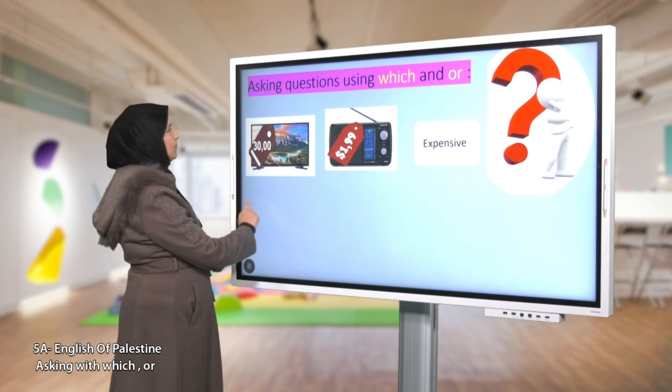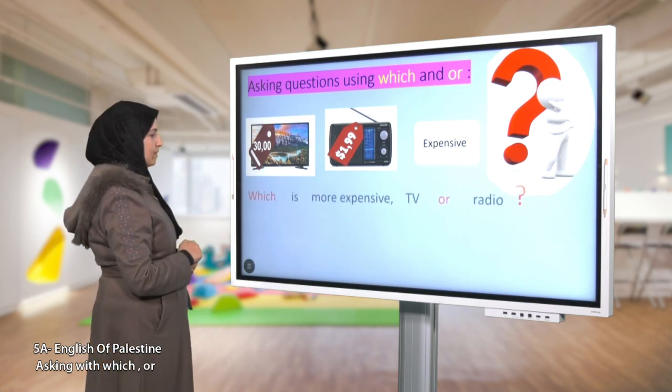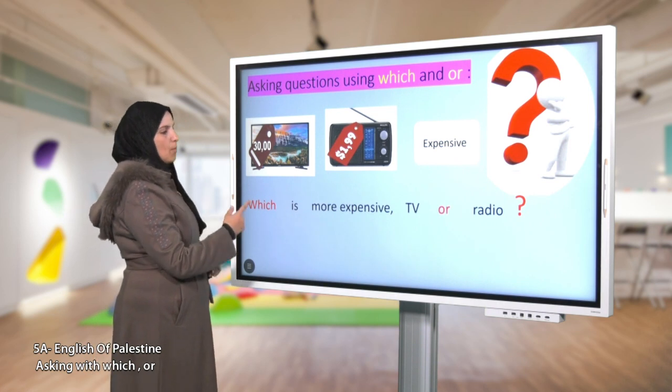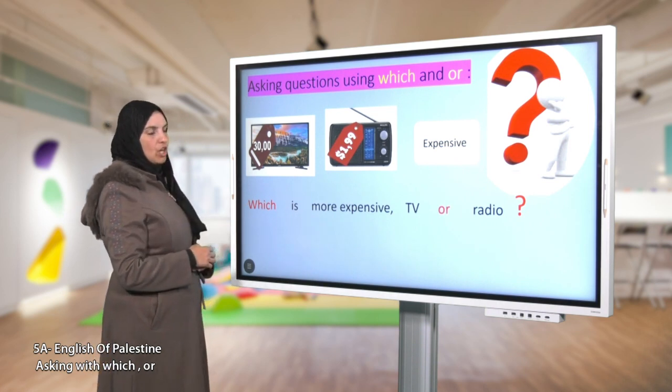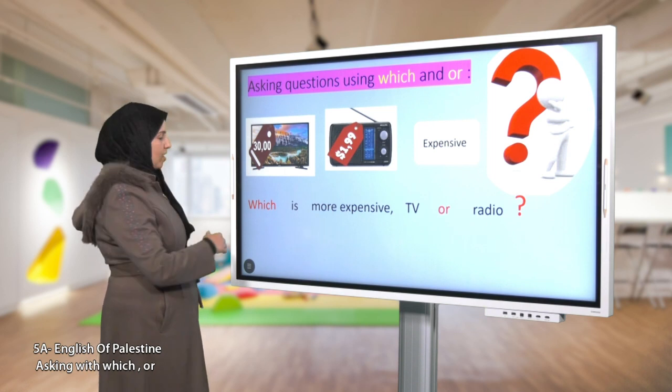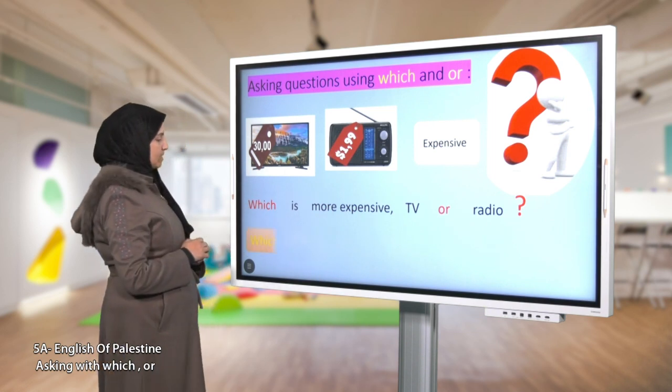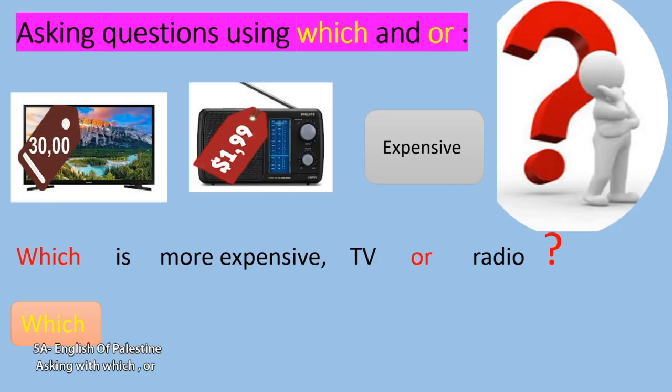Look at this form. Which is more expensive, TV or radio? We start our sentence with which, أداة السؤال. Then we use is, and more expensive is the comparative adjective, صيغة المقارنة. Don't forget using comma.